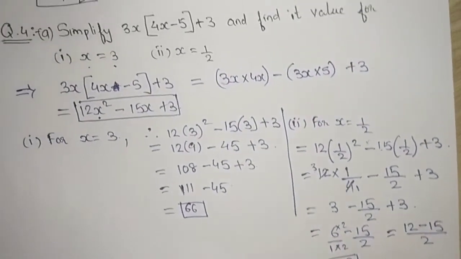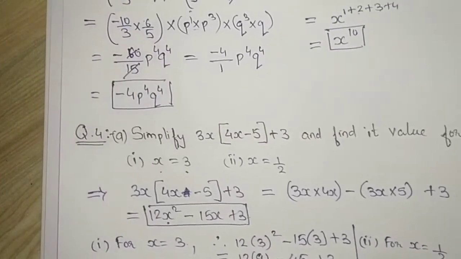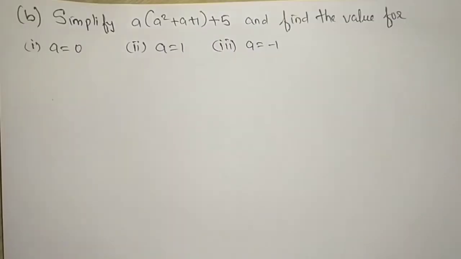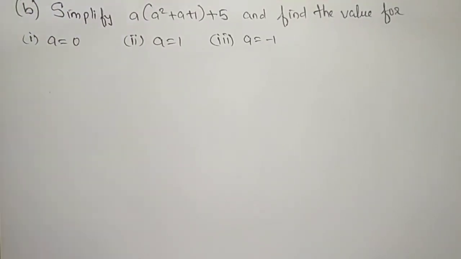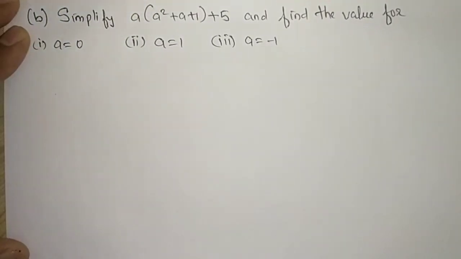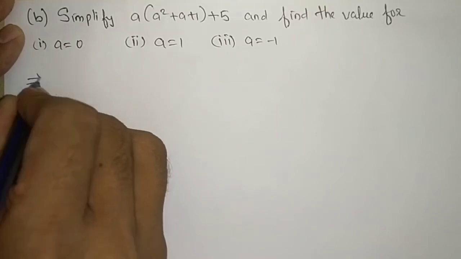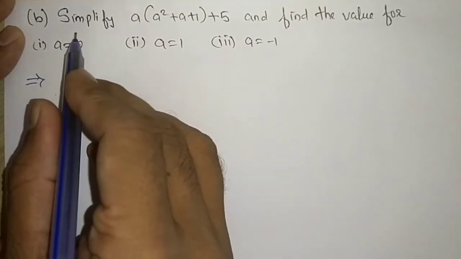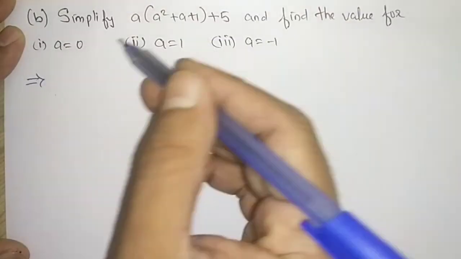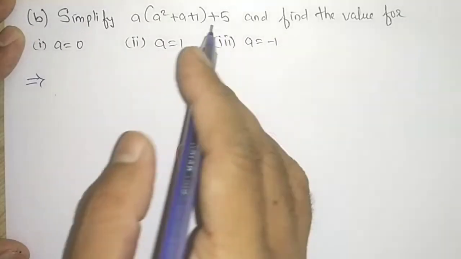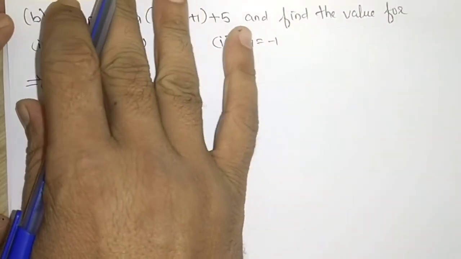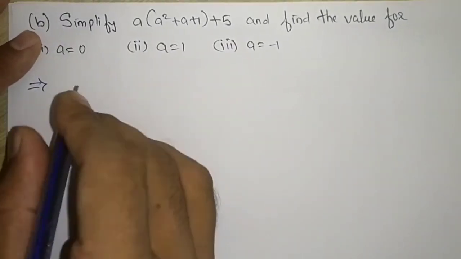So hope you have understood part A. Now moving to part B. First let me write it down. So part B is somewhat similar to part A. Again they have told us simplify this and then find the value of A. So we will do as we have done in part A.